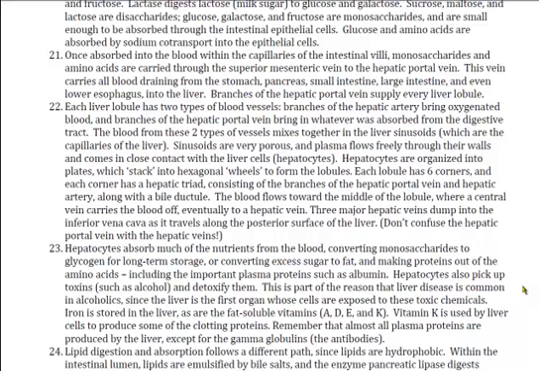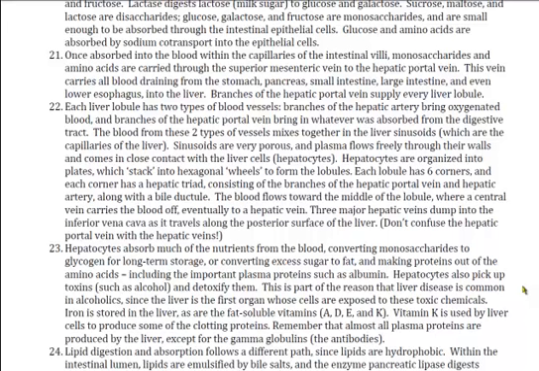Sinusoids have large gaps in their walls. Plasma can flow freely out of the capillaries into the interstitial fluid and come in close contact with the liver cells, or hepatocytes. Hepatocytes are organized into plates which stack into a hexagonal arrangement to form the liver lobules. Each lobule has 6 corners. Each corner has its own branch of the hepatic artery, branch of the hepatic vein, and branch of the bile system, a bile ductule.